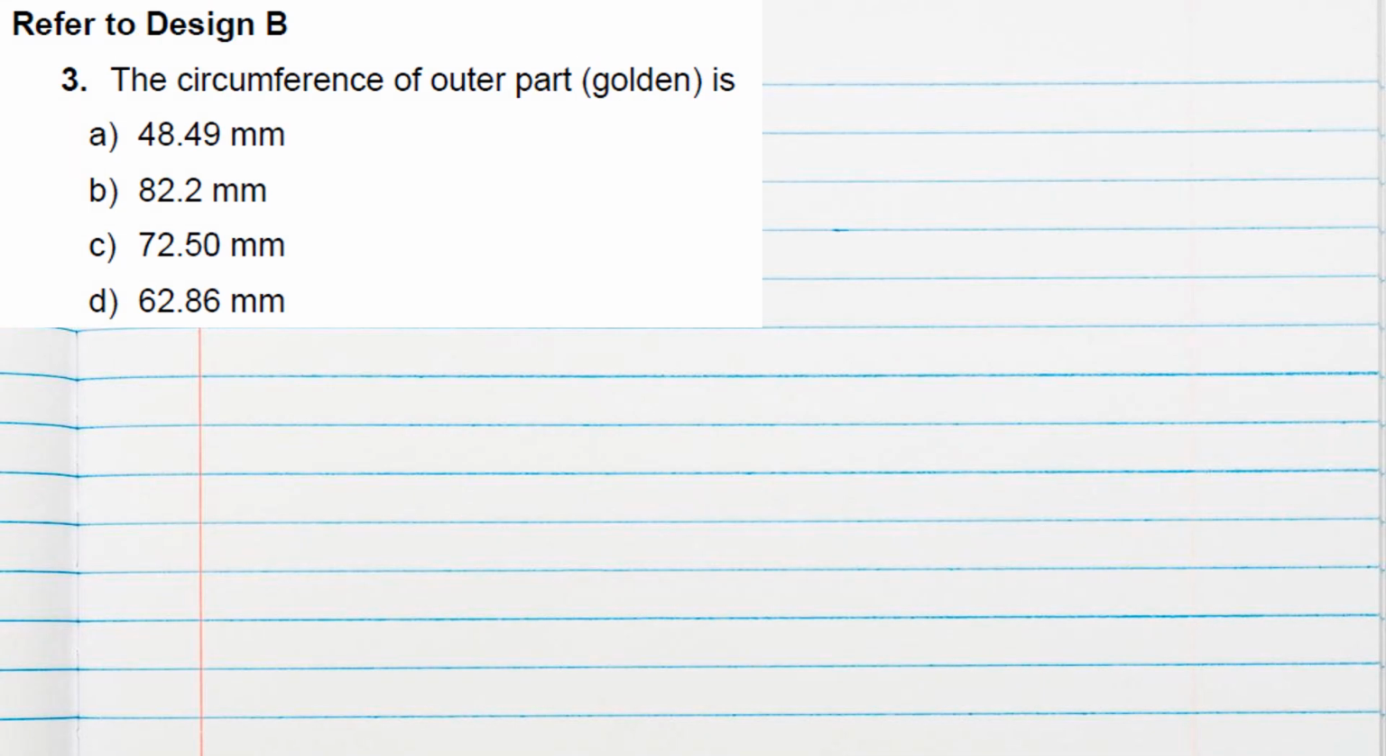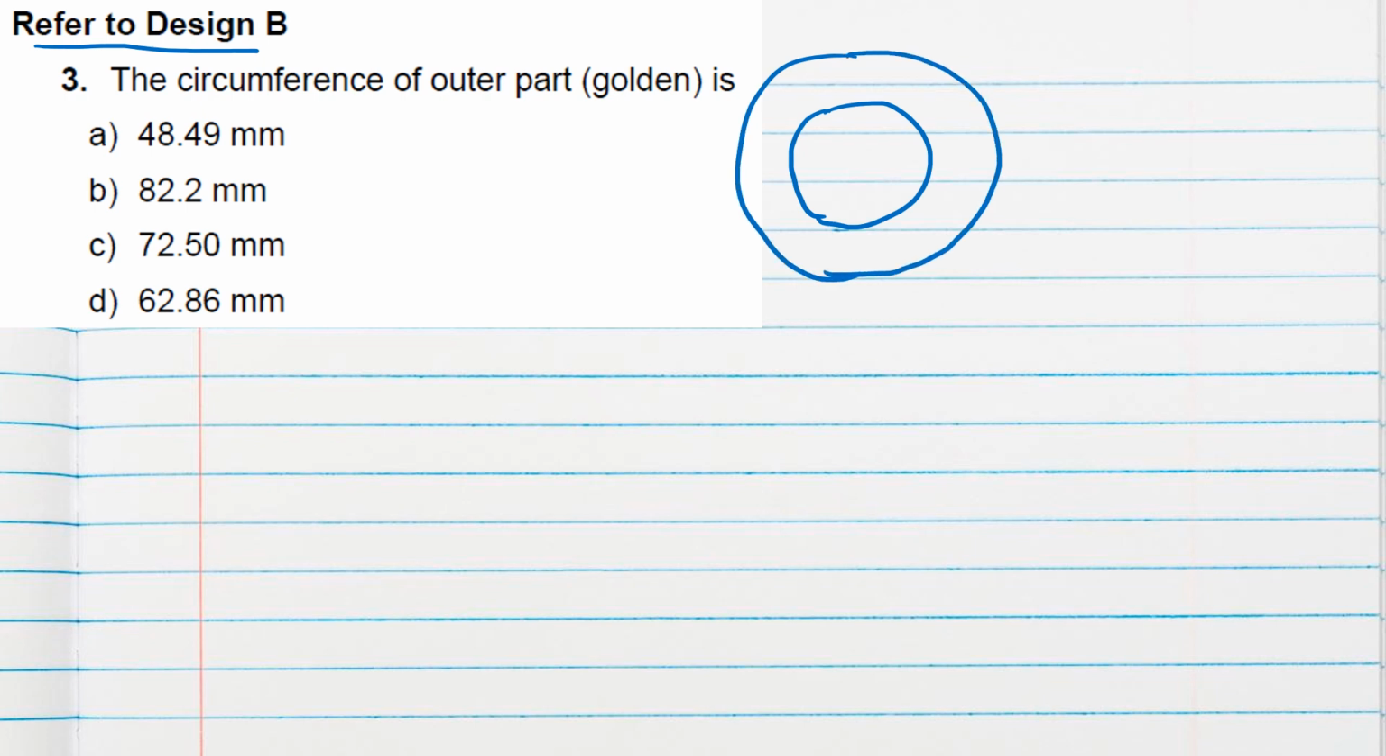Now question number 3, we have to refer to design B. So what all information is given for design B, we will recall here. This is design B. The outer part is the gold part, the inner part is the silver part. The circumference of this is given as 44. So the circumference of the outer part is asked.